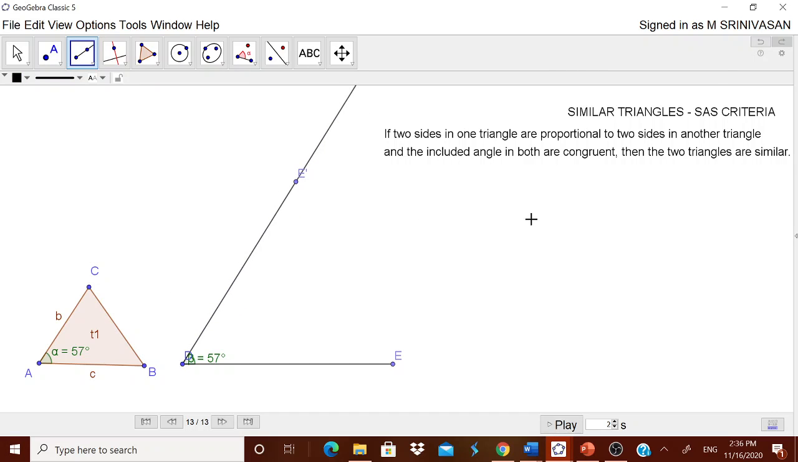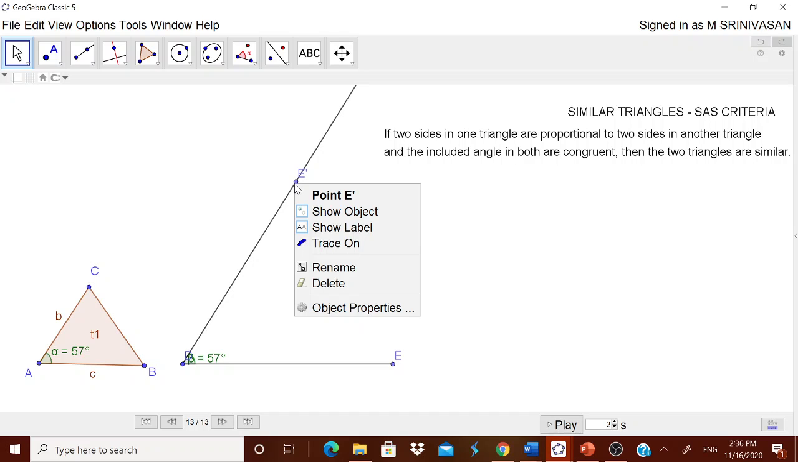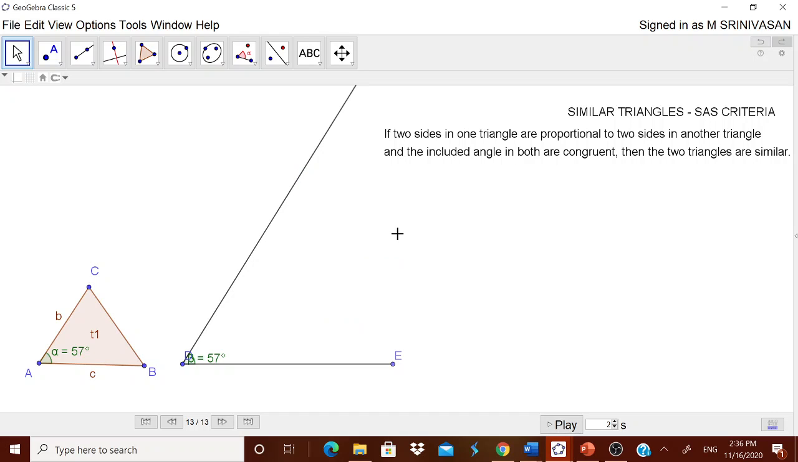Okay. Escape. Again this E dash I don't want. Therefore I will show the object. When you click, it will go now. Now I have to get that C now. That is DEF. Okay. DEF, I got it.